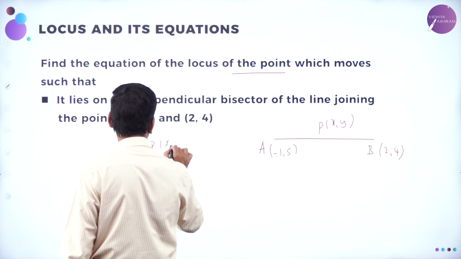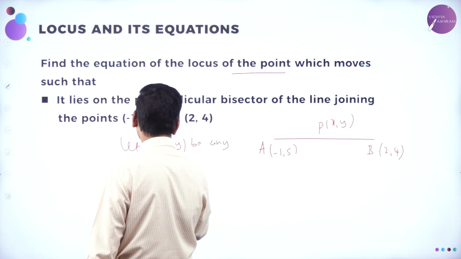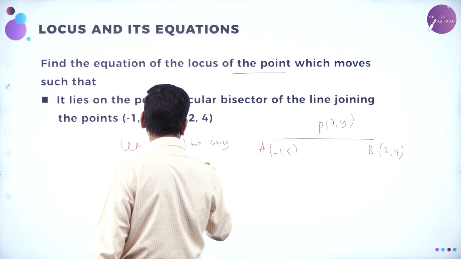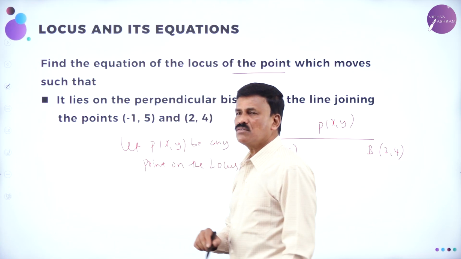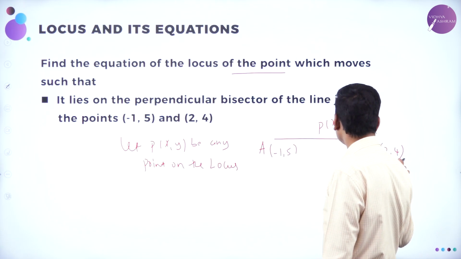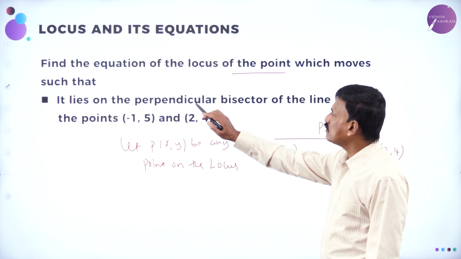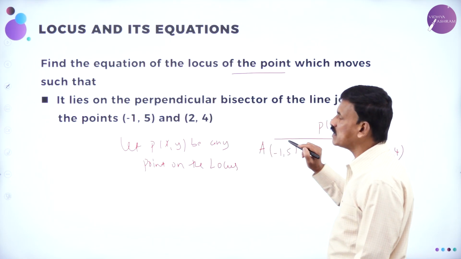Let P(x, y) be any point on the locus. What is given? Given that A minus 1, 5 and B 2, 4, the point P lies on the perpendicular bisector of the line joining the points.